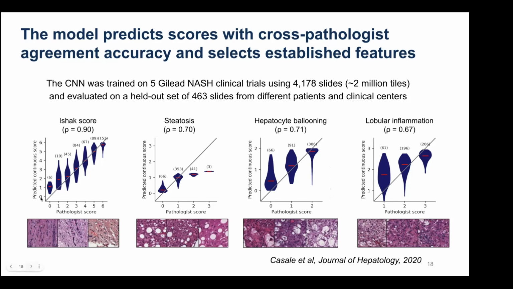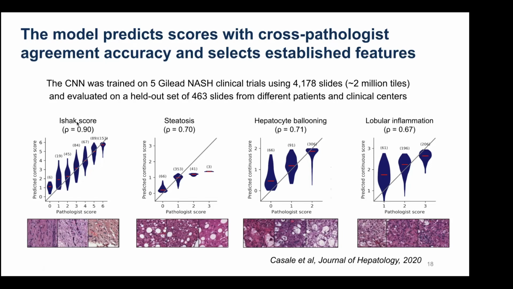On the y-axis, we have the continuous score that we learn out of sample. And on the x-axis, we have the pathology scores. We expressed the agreement as a Spearman correlation between predictions and the ground truth from the pathologist. And these values are in the range of cross-pathologist agreement.